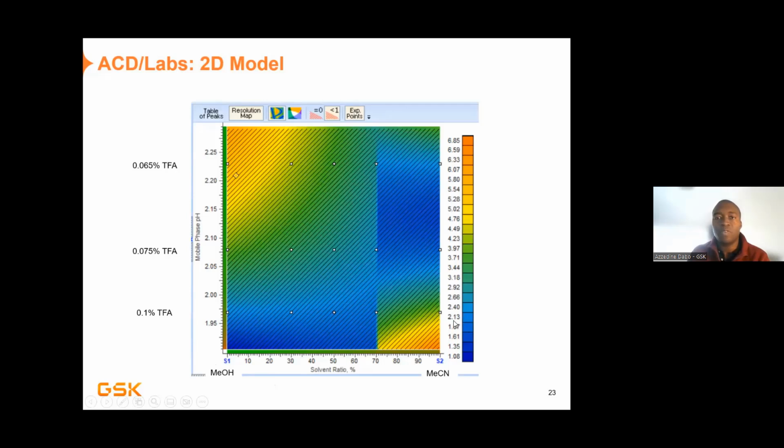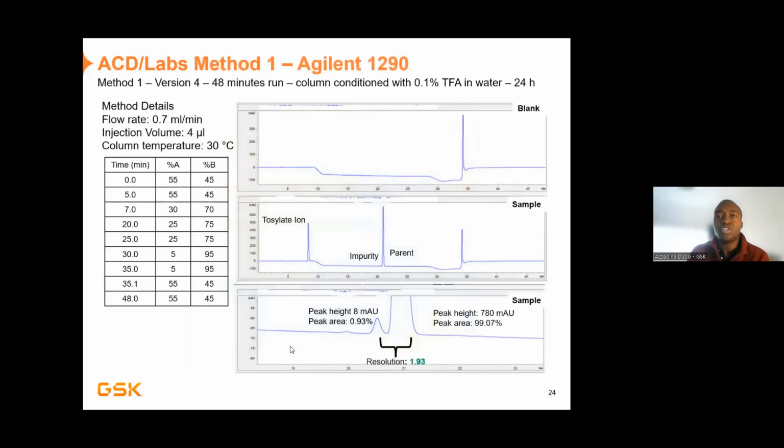But one thing you also want to keep in mind is that you also want to use conditions that are aligned to the column specification. So you don't want to use a TFA concentration, or pH level, that's way above or way below the limit of those columns that you want to use. And I think another thing to consider is if you're using 100% methanol, you're probably going to have longer retention times. So you're probably going to try and use acetonitrile if you can to try and balance retention time and the peak shapes as well.